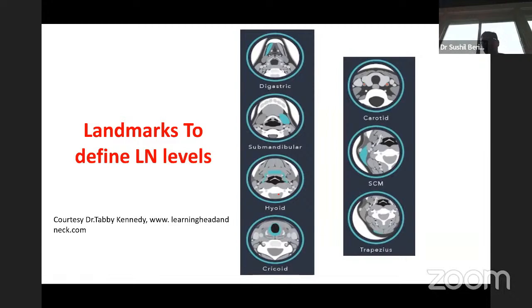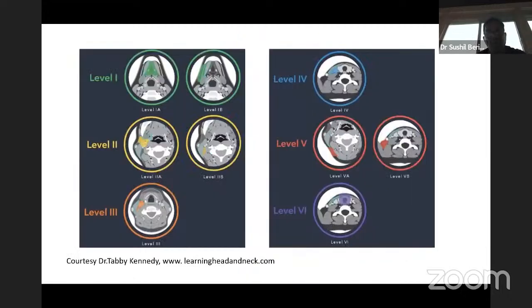There are some complicated ways of doing it, but as long as you understand these landmarks, you can easily define level 1 to 5 lymph nodes in your practice. Just make sure you identify those anatomy in your practice. So say, for example, this is level 1A, which is in between the anterior belly of digastric.